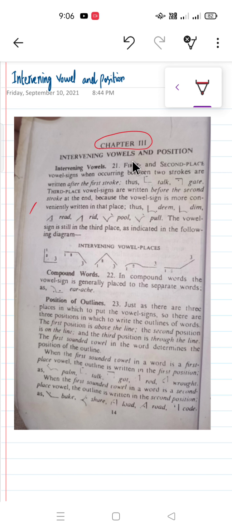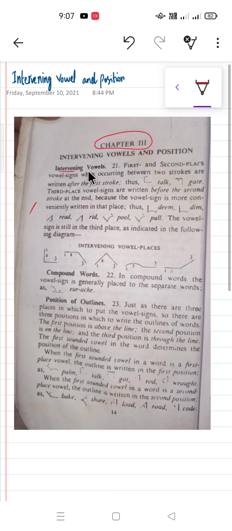Those who don't have the textbook, I suggest you quickly buy this textbook from Amazon or any online platform or any bookstore. So open page number 14 in the textbook.